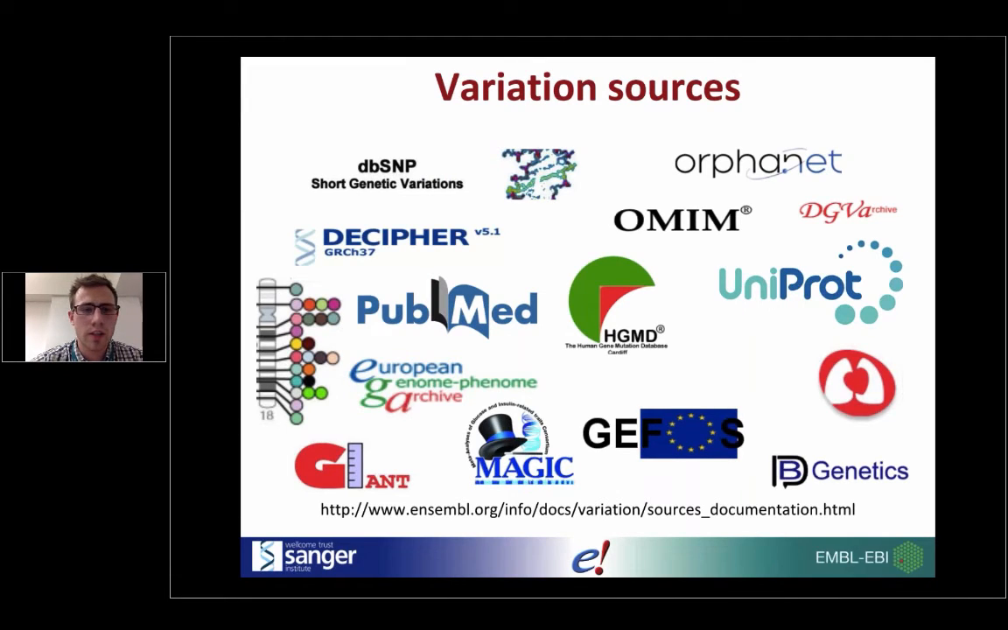This variation data is displayed in Ensembl through a variety of sources. I'm just going to draw your attention to a few of them. Firstly, we have dbSNP. We also have OMIM, which is Online Mendelian Inheritance in Man, and DGVa. But obviously, there's a large number of variation sources that we use, and you can find all of the variation sources using the link at the bottom of the page.